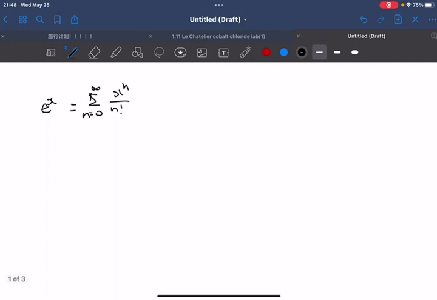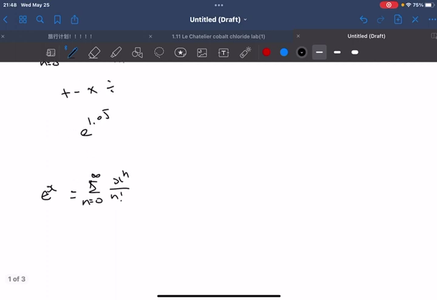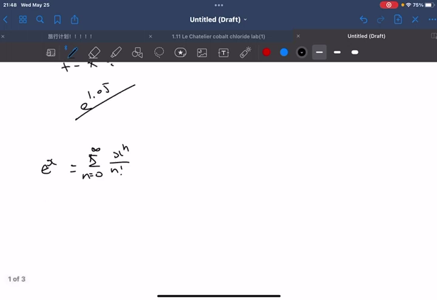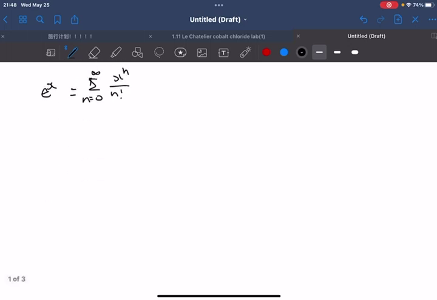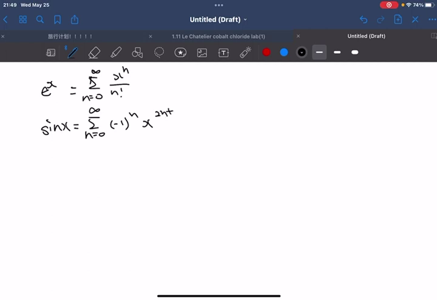So this is the formula that we need to compute for this value. And the second will be sin x, which equals the sum from n equals 0 to infinity of negative 1 to the n, x^(2n+1) over (2n+1) factorial. And this is obviously an alternating series because there's a negative 1.